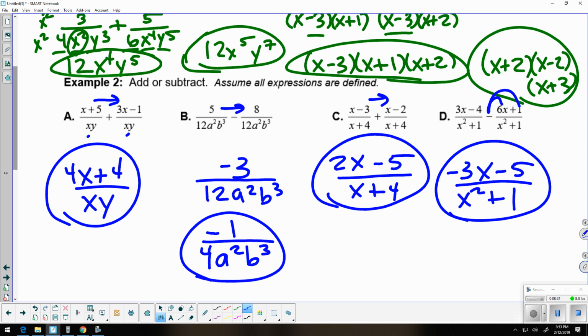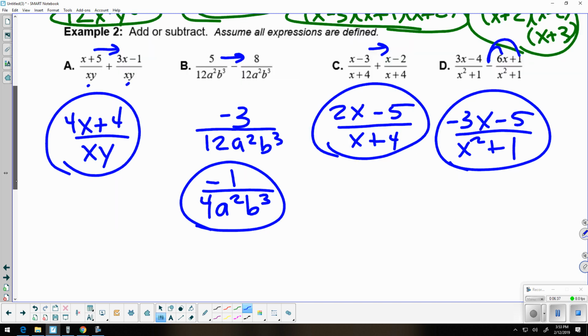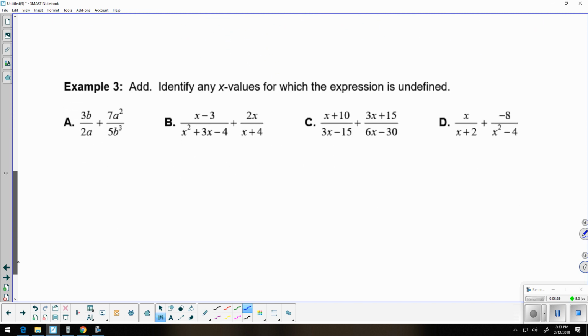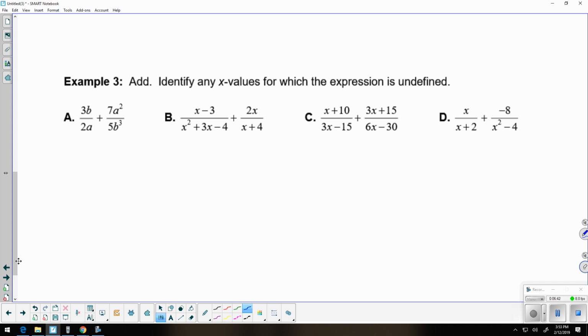So again, when you have common denominators already, that makes it pretty easy, right? You just need to add or subtract, go straight across. But obviously we're going to have examples and problems where we don't have common denominators. So we have to make them common. Okay, so all four of these examples, it says to add. These are all addition problems, and then identify any x values for which the expression is undefined. So we'll get to that part in just a second.